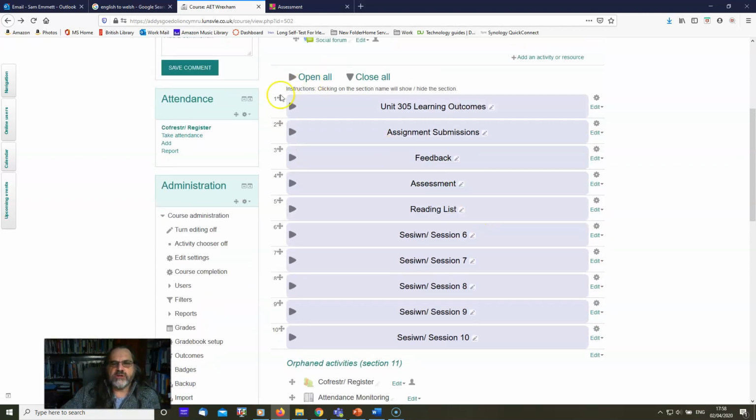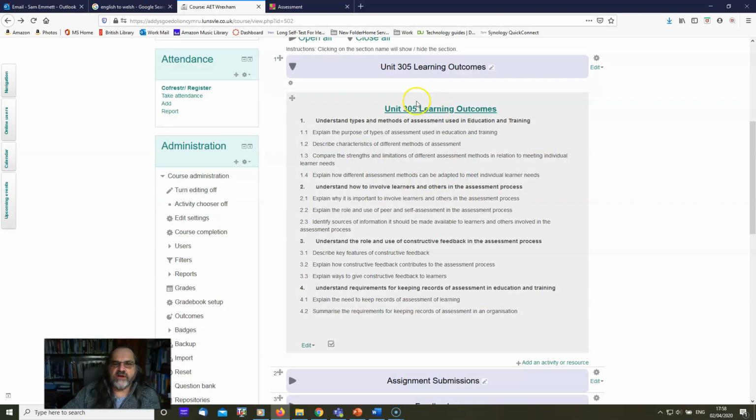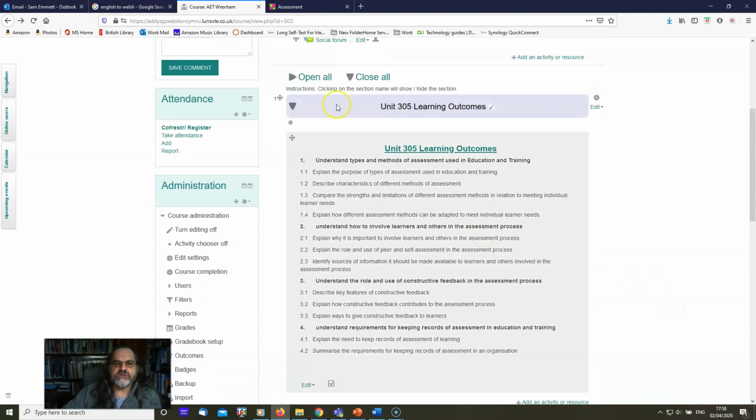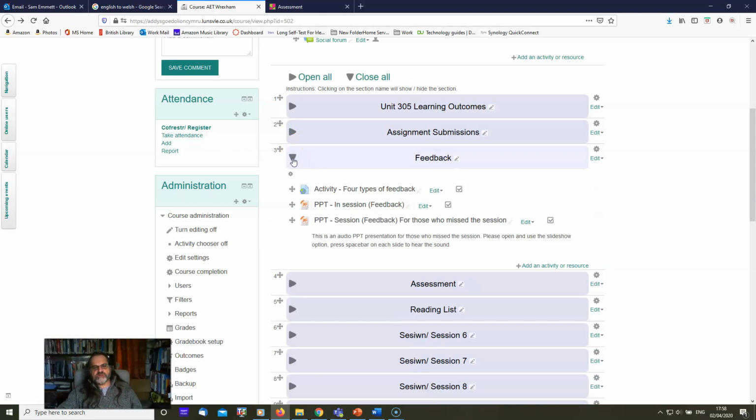We've got tabbed sections. So these are the learning outcomes for Unit 305. And if you look at that now, you might well see that you can start to make sense of Learning Outcome 1 and Learning Outcome 2. We'll do a little bit more on Learning Outcome 4 soon. Number 3 is in the feedback session. Then you'll have the assignment submission, so this is where you'll upload stuff. It's not created yet, but it will be. And this is the other session on feedback, which is another part of this.